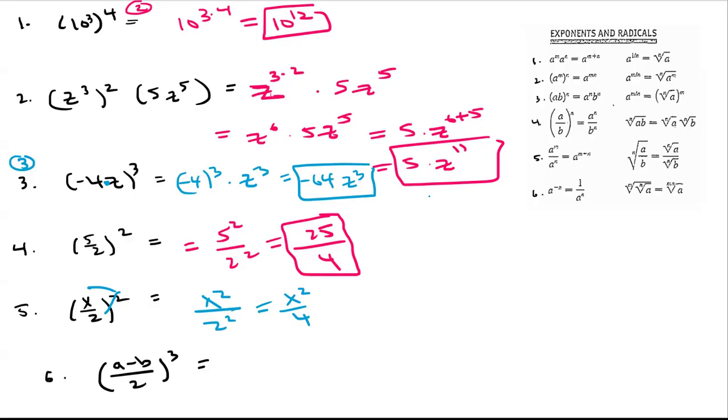All right, and then the last one there is the same thing, okay? So this would be a minus b raised to the third divided by 2 to the third. So that'd be a minus b to the third over 8.